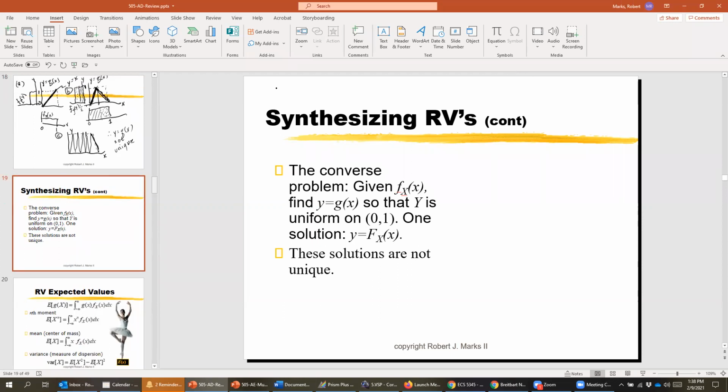This is as follows. Given a density function, we want to find a nonlinearity so that the result is uniform. Before, we did the opposite: we took something which was uniform and tried to transform it into something which was arbitrary. Here we're taking something arbitrary and trying to transform it into something which is uniform.